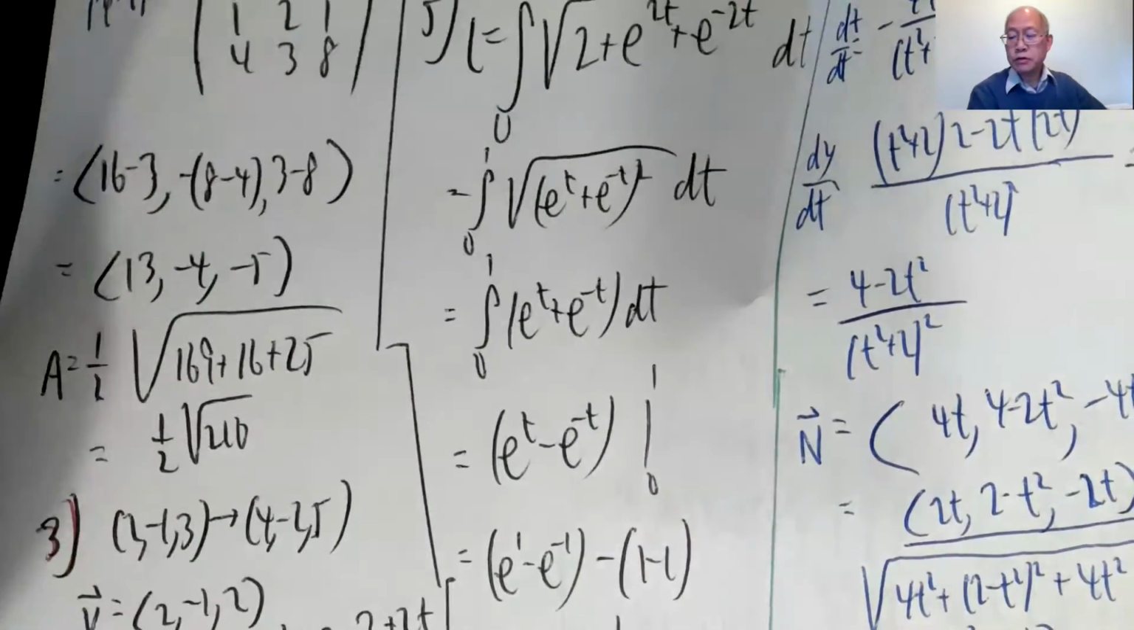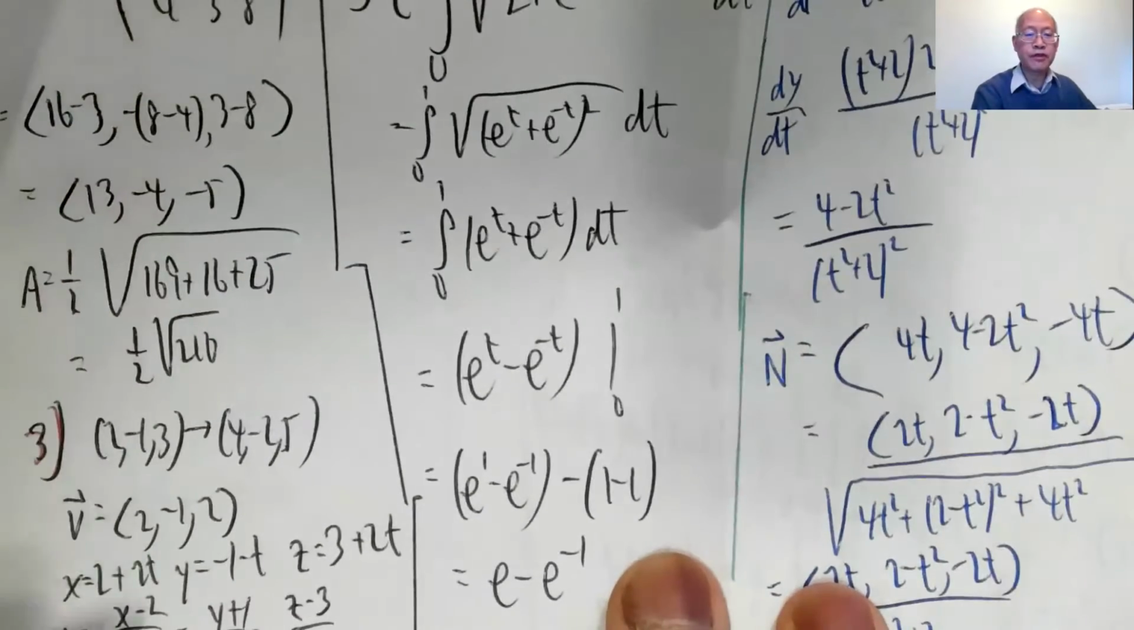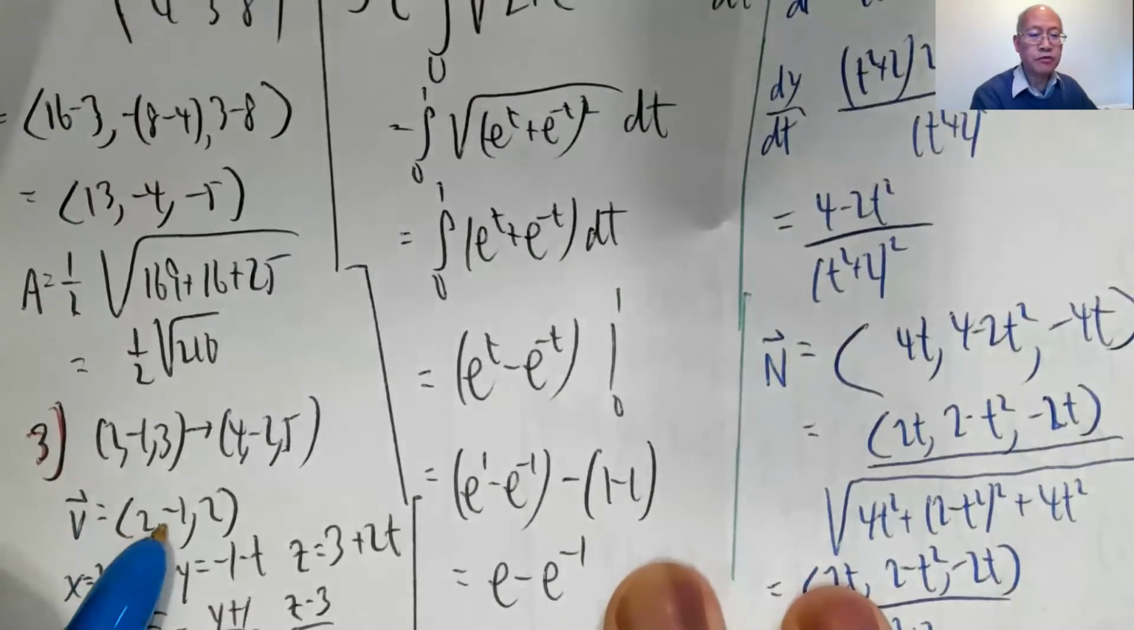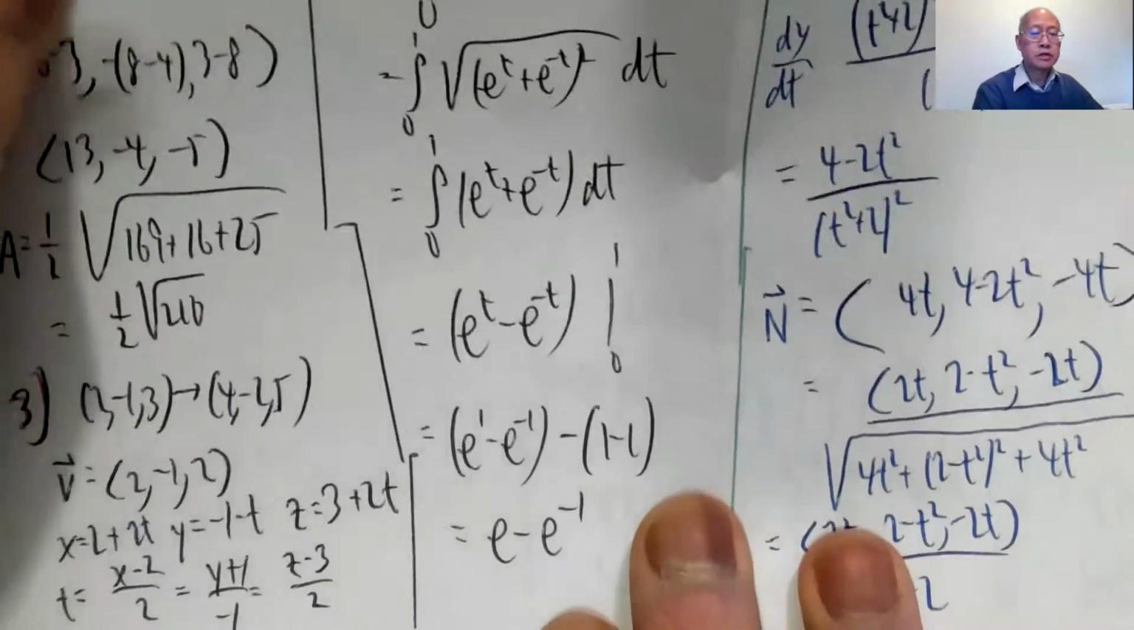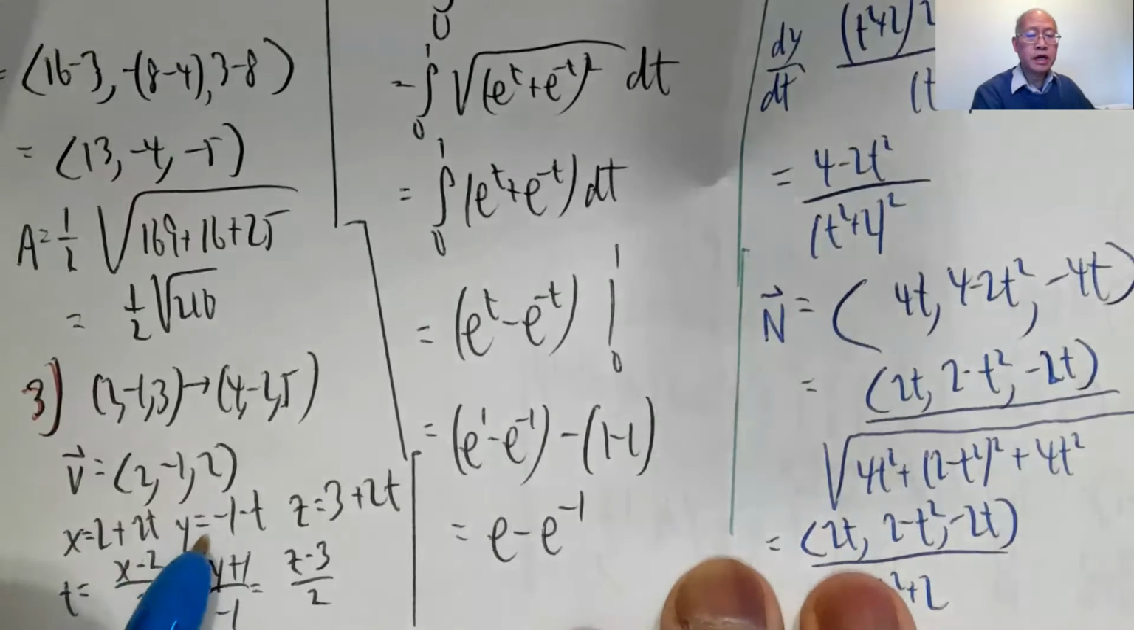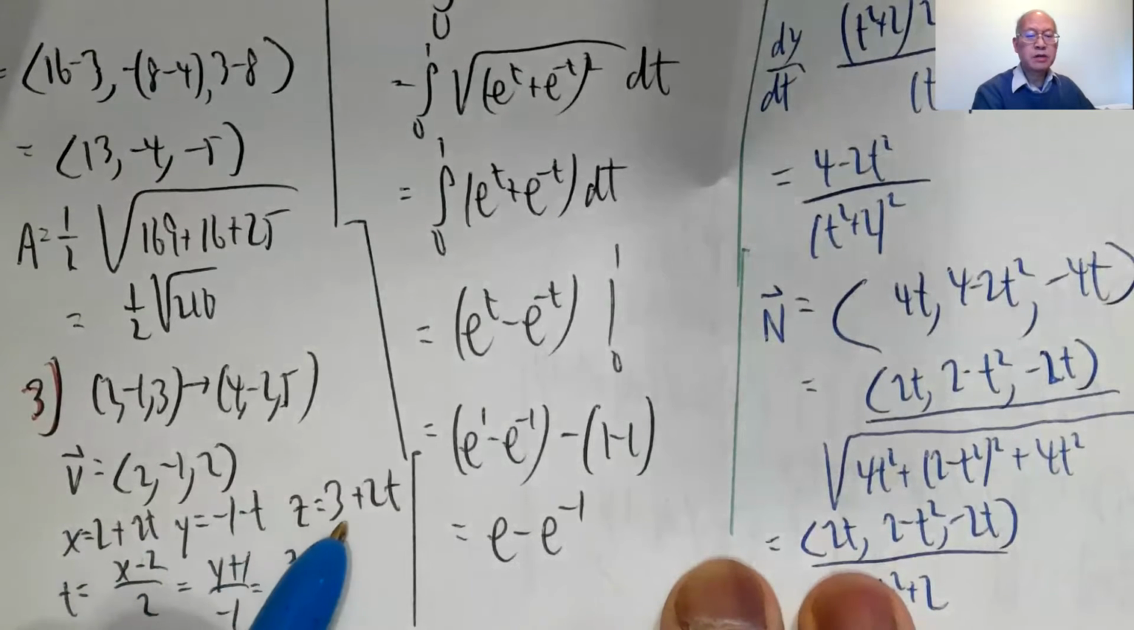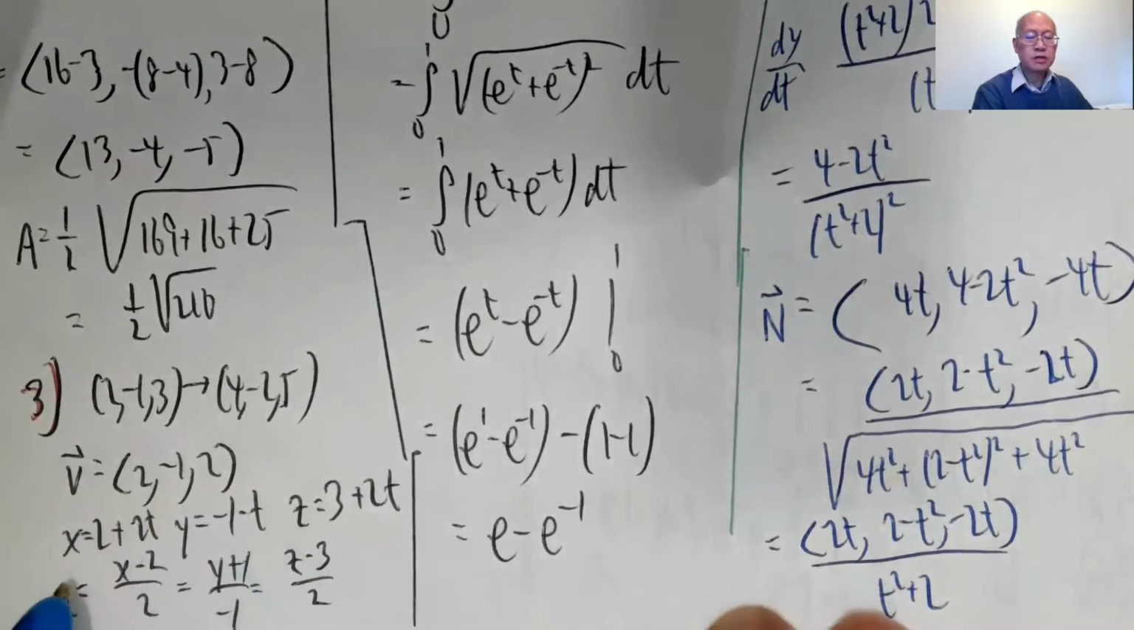Number 3, to go from 2, -1, 3 to 4, -2, 5 is the vector 2, -1, 2. So x is 2 plus 2t, y is -1 minus t, z is 3 plus 2t. Solve each of them for t. So t is x minus 2 over 2, which is y plus 1 over -1, which is z minus 3 over 2.